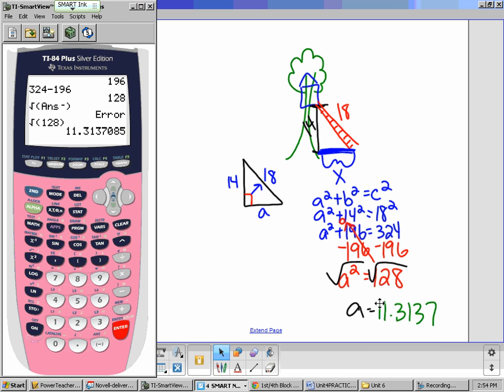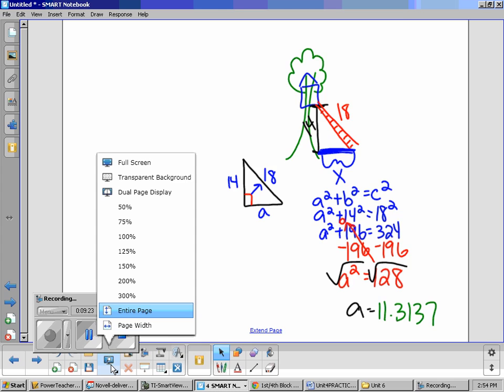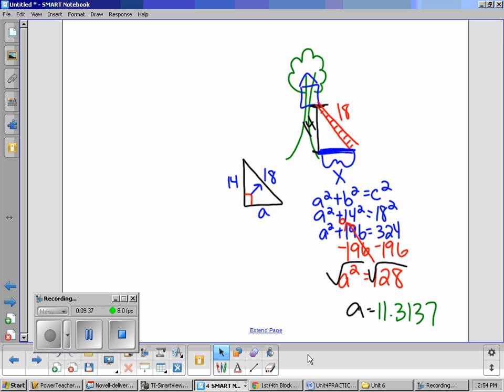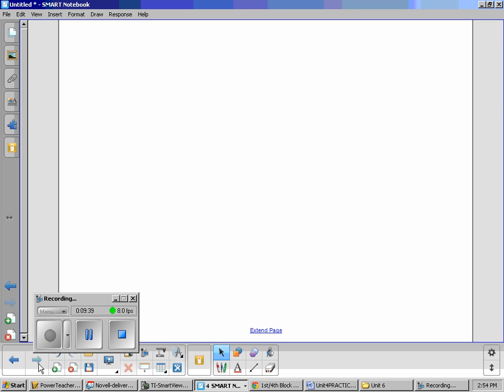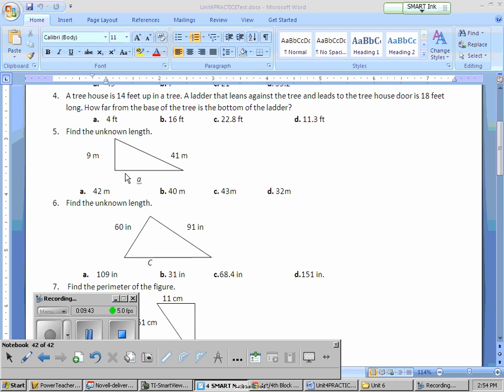Now, I'm not sure how many decimal places I needed to show, so I'm going to bring back the problem itself, and it just has one decimal place. So if I have 11.31, that is answer choice D. 11.3 feet is the one that is closest.